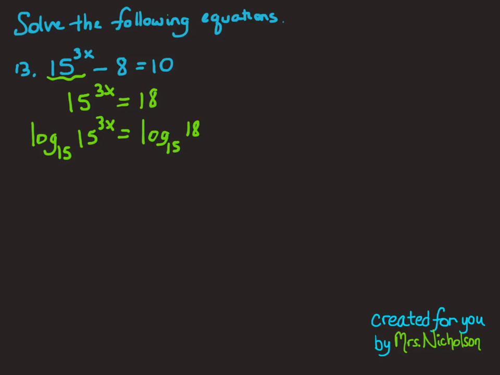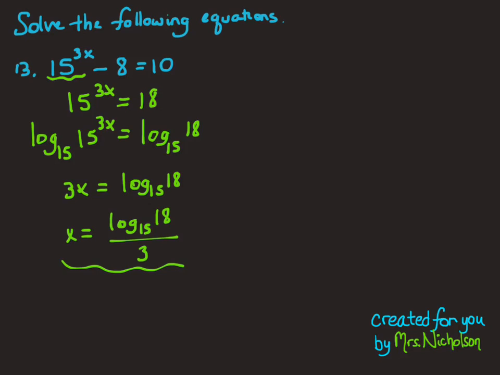The log base 15 of 15, those undo each other, and I just get 3x equal to log base 15 of 18. And finally, my last step, I'm going to divide by 3. So x is equal to log base 15 of 18, all divided by 3. And I'm going to leave that answer right there in that form. When you do these questions on the test, you will not have a calculator, and so this form that I've stopped here is the type of answer that I'm going to be looking for.